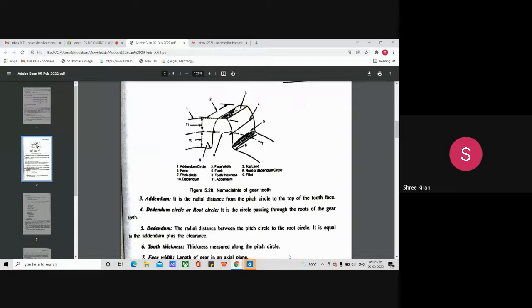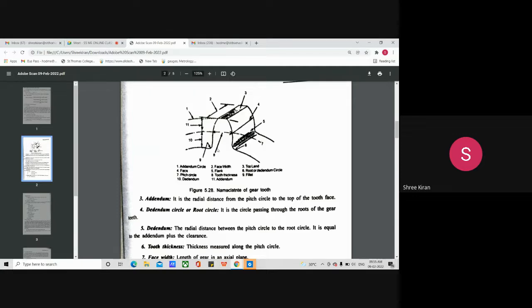It is always equal to the addendum plus the clearance. So it is always the combination of the addendum and the clearance of the teeth. In the case of the dedendum, it is a circle passing through the roots of the gear teeth, and the radial distance between the pitch circle and the root circle is equal to the dedendum plus the clearance.